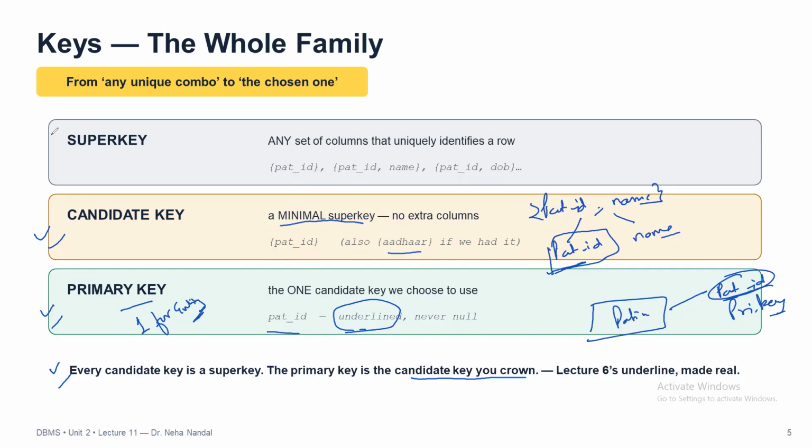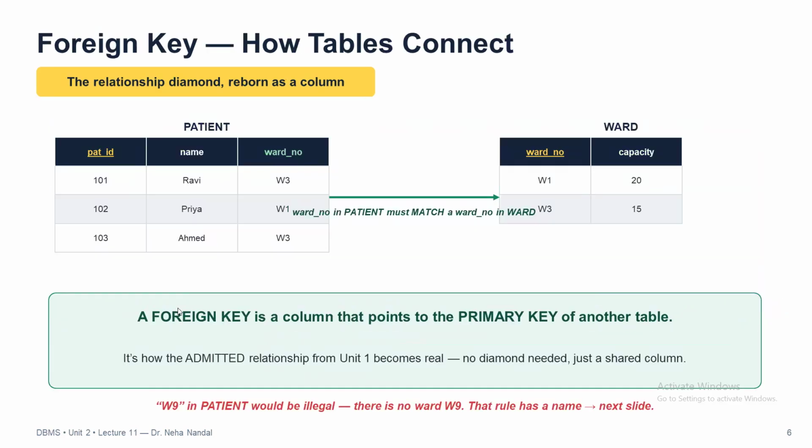Now, let's move further. Please remember these things. Next type of key, a very, very important one, and it has been asked in Viva a lot. So, asterisk it two times, three times.